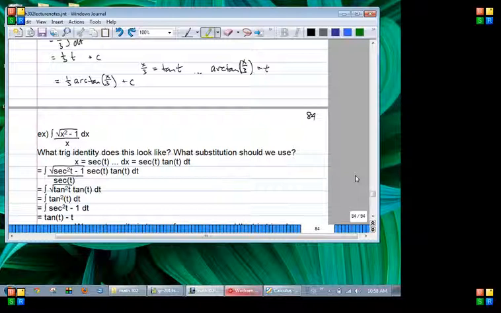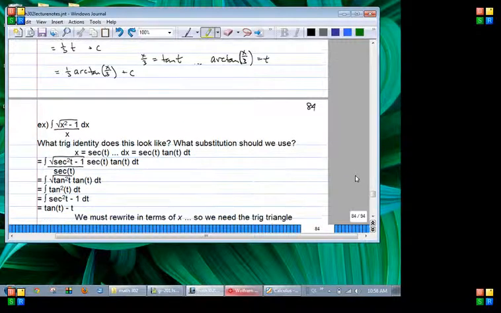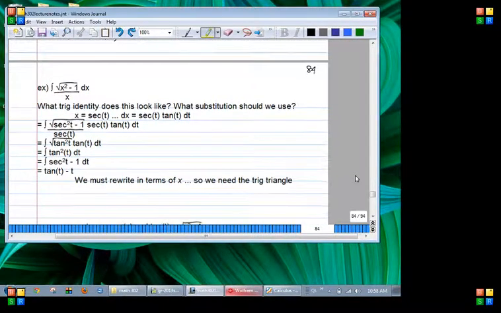Tan t minus t. And once again, we have to convert back to x. So for that, we need the trig triangle. Your angle is t. And what do we know? We know that x equals secant t. So how do we put that on the triangle?